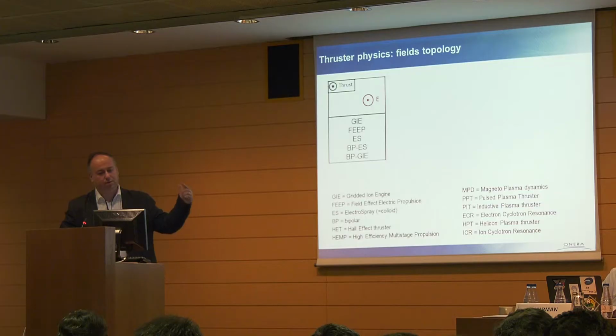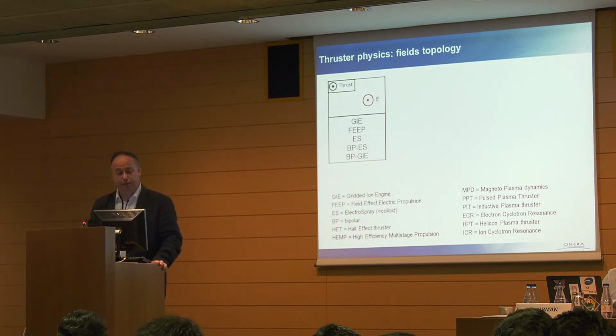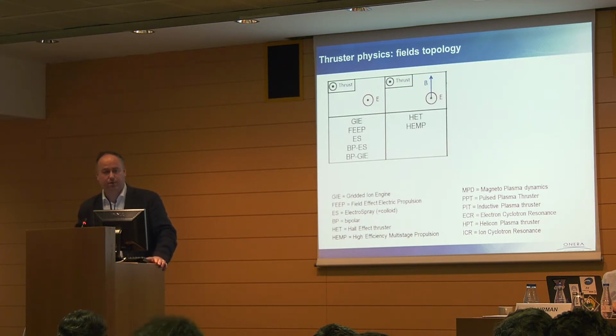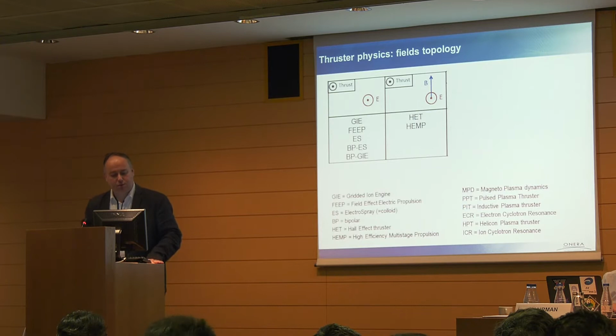So in this graph, I put the thrust going out of the wall. And in this first column, the electric field is also going out of the wall, meaning along the thrust. And so you directly accelerate ions with the electric field, so that's gridded ion engines, FEEP, etc. Now, if you add a magnetic field, and Professor Aedo described why you need a magnetic field to keep the electrons, for example, in some configurations, then you get into another type of thruster with both longitudinal electric and radial magnetic field: Hall effect thrusters, and HEMP.